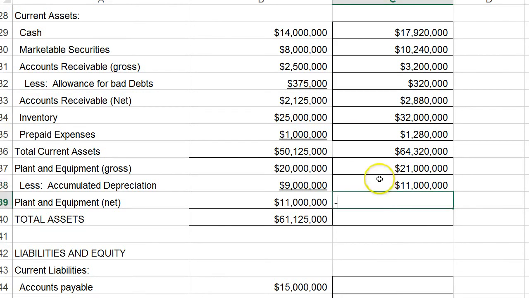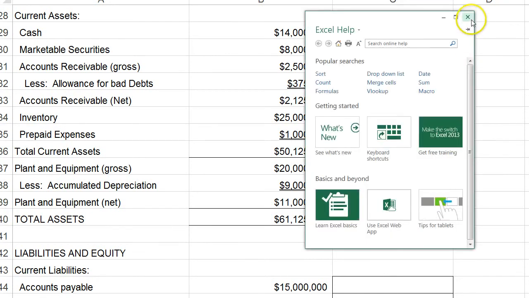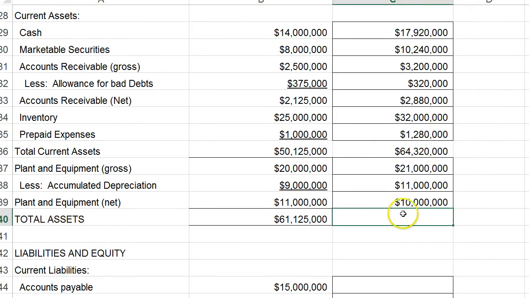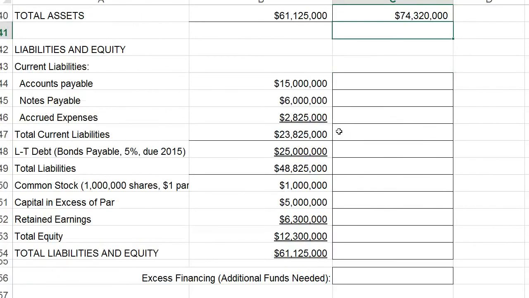So net plant and equipment is just going to be we can take our plant and equipment, subtract out our accumulated depreciation. Okay, so our total assets, we're going to add our plant and equipment to our current assets to get our total assets of 73 million. Okay, so now we're going to move on to our balance sheet.